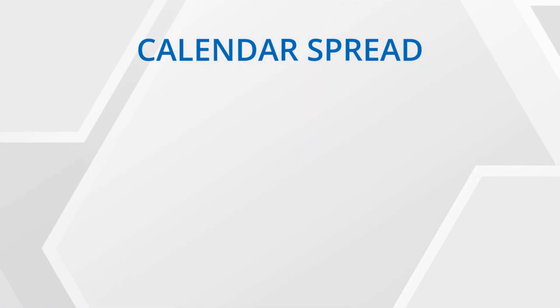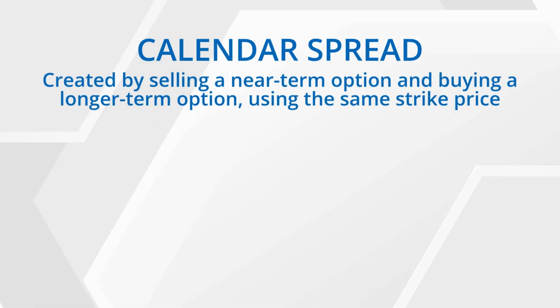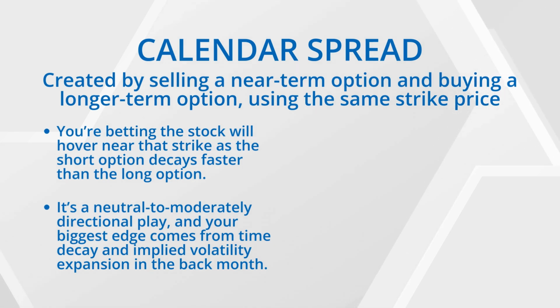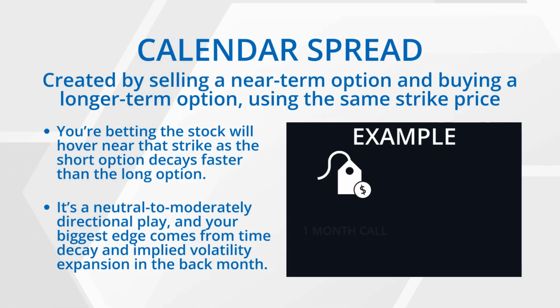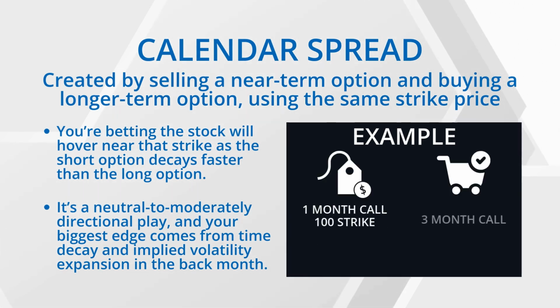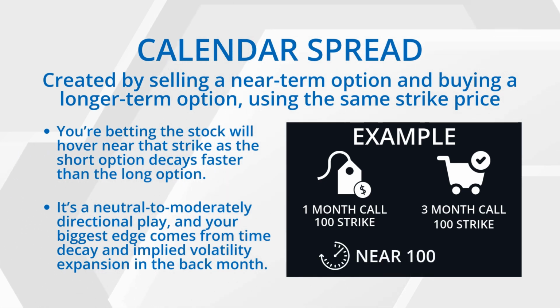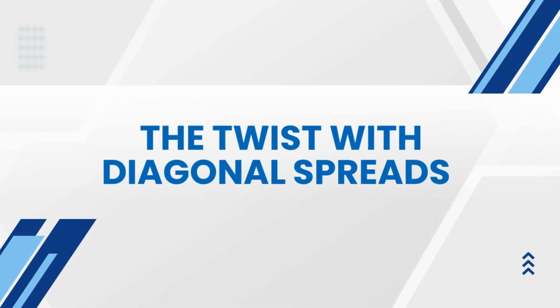The core idea of calendar spreads. A calendar spread is created by selling a near-term option and buying a longer-term option using the same strike price. You're betting the stock will hover near that strike as the short option decays faster than the long option. It's a neutral to moderately directional play, and your biggest edge comes from time decay and implied volatility expansion in the back month. Example: you sell a 1-month call at the 100 strike and buy a 3-month call at the same strike. If the stock sits near 100 when the short expires, you can profit as the long option retains value.